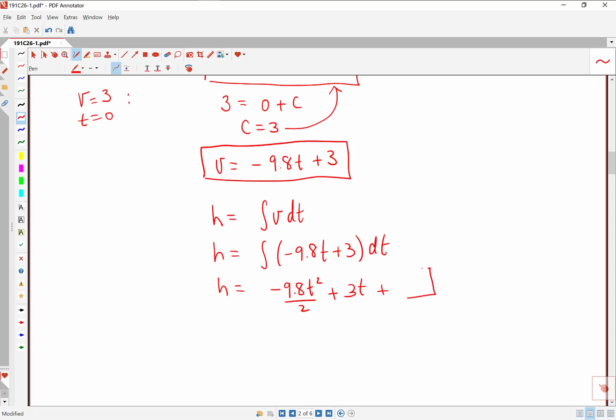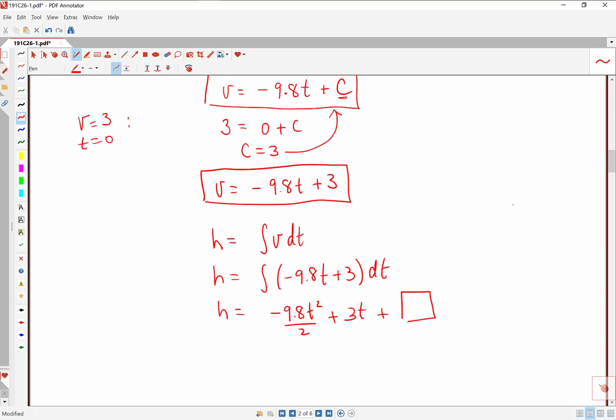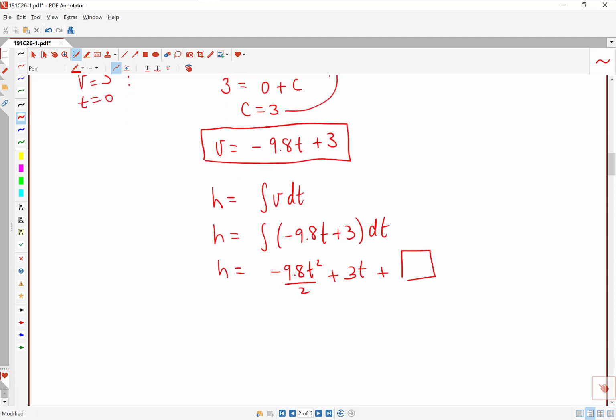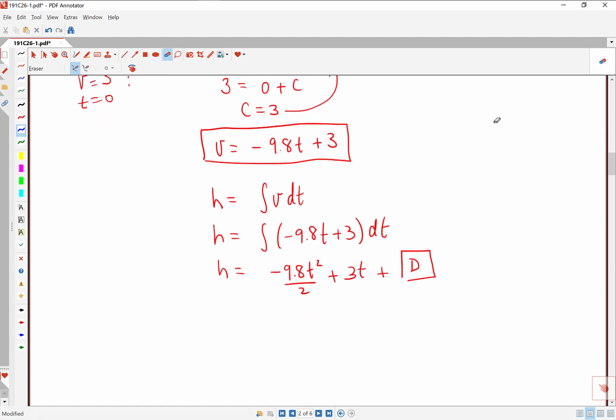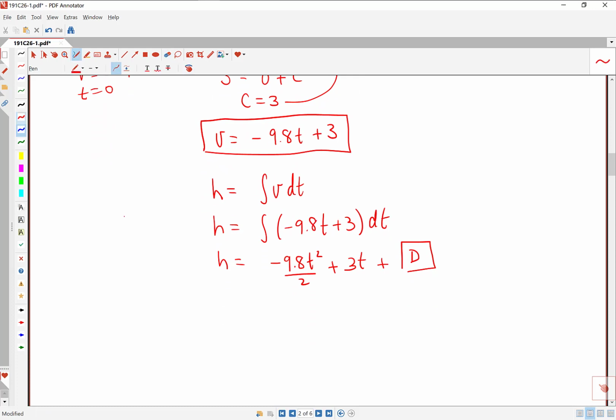Now this constant here, we really should not call it c because we've already used c earlier in the problem. So you can call that capital D if you want, or you could get into the habit of calling the first one C1 and calling the second one C2. So you can use pretty much whatever naming convention you want, as long as you're using different names for your constants.